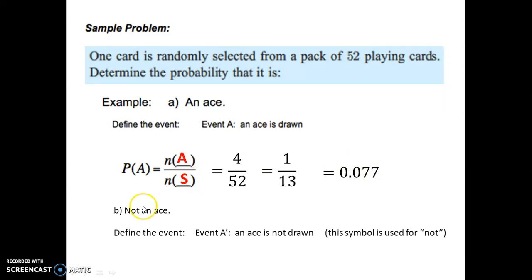Okay, now what is the probability that it is not an ace? First, we're going to define the event. As I said, we use this symbol here, which means not or complement of A, and event not A means an ace is not drawn. So probability of that would be probability of not A over the full sample. Now, if there was 4 aces, then there must be 48 cards that are not, so we have 48 out of 52. And that probability is a very high probability you will not get an ace.